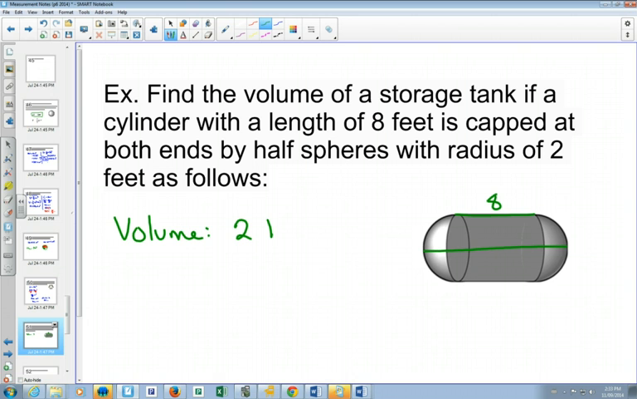2 hemispheres and 1 cylinder. Now, when you're looking at it, you see 2 half spheres or 2 hemispheres, right? When you're figuring out the volume, if you put those together, they're going to be the exact same thing as 1 sphere.